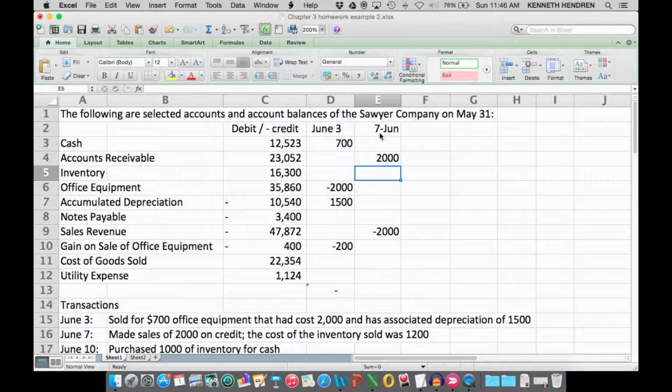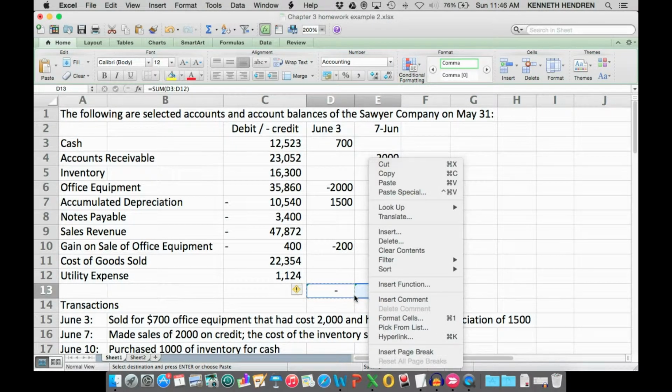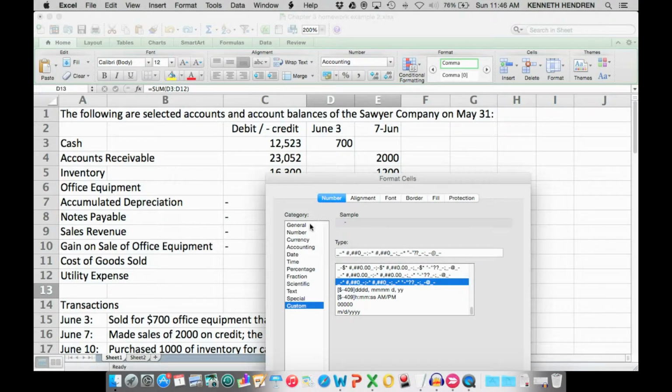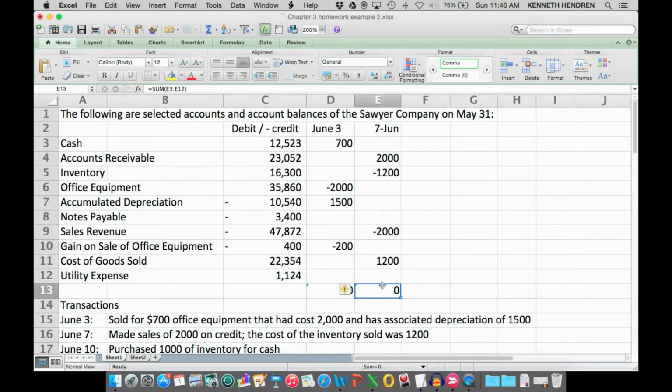The cost of the inventory sold was $1,200, so our cost of goods sold increases by $1,200, and we sold the inventory, so we don't have that inventory anymore. So that's a negative $1,200, a credit there. We make sure our debits equal our credits, which they do because it balances. I'm going to format this to a general ledger so you'll be able to see that our debits equal our credits and it balances to 0.